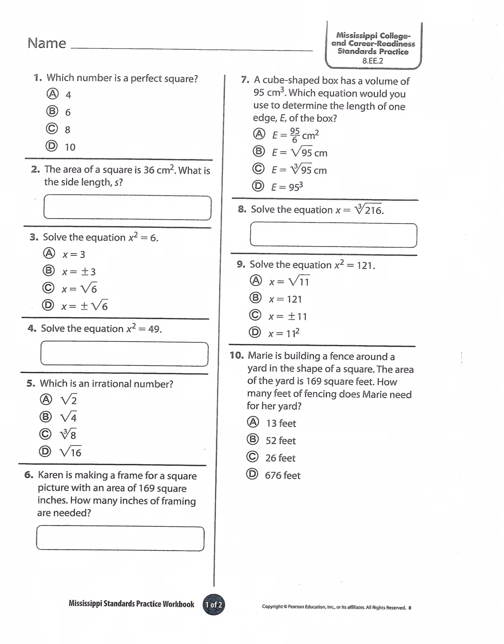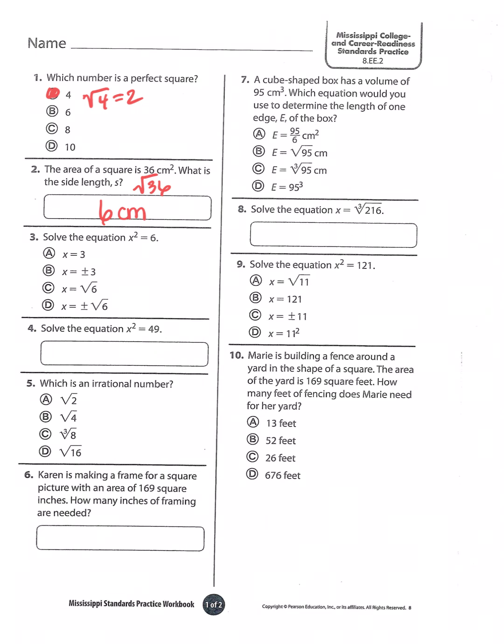Okay, the next page, EE.2. Which number is a perfect square? A perfect square is a number that you can take the square root of and it comes out a whole number. And it's going to be A, because the square root of 4 equals 2. Number 2, the area of a square is 36 centimeters squared. What's the side length? All you have to do is take the square root of it, and the square root of 36 is 6 centimeters.